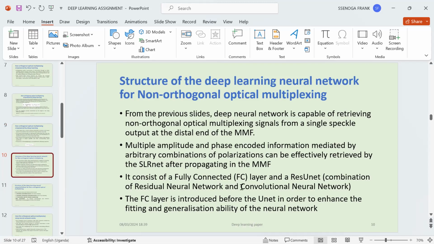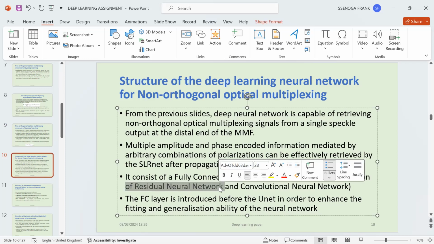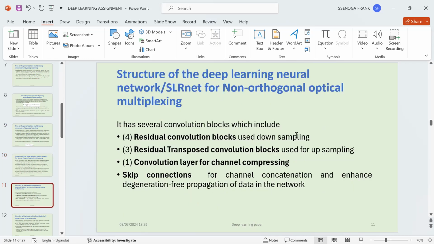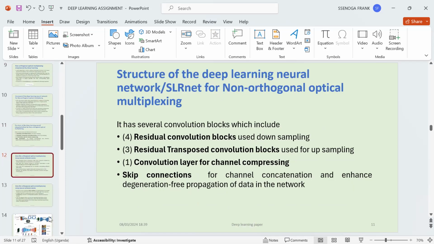Then the convolution layers constitute a residual neural network and a convolution neural network. These are used for down sampling and up sampling. Then the skip connections are used to enhance the generalization and free propagation of data on the network.